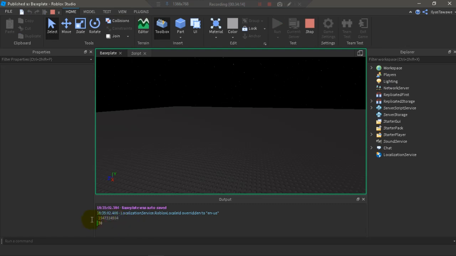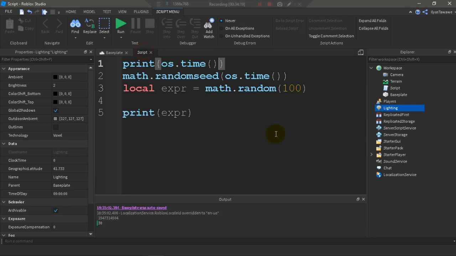So this is a freaking big number of os.time. So anyway, we now have math.randomseed and math.random. By the way, this is to get a random number between 1 and the parameter that you've given it. If you give it two parameters, then it's going to take the first number as the minimum and the second number as the maximum.